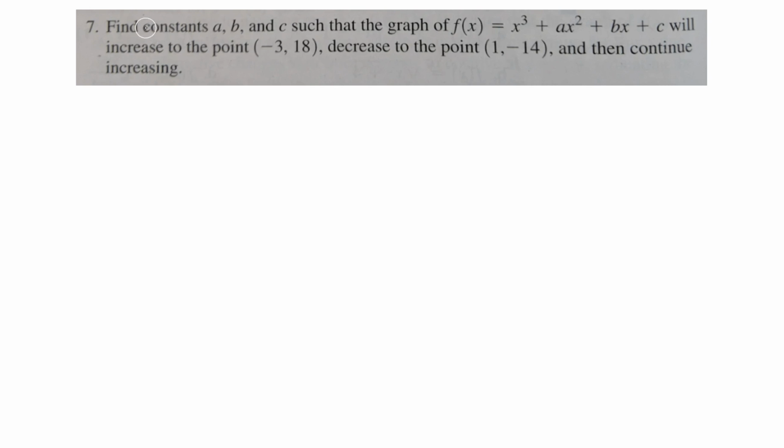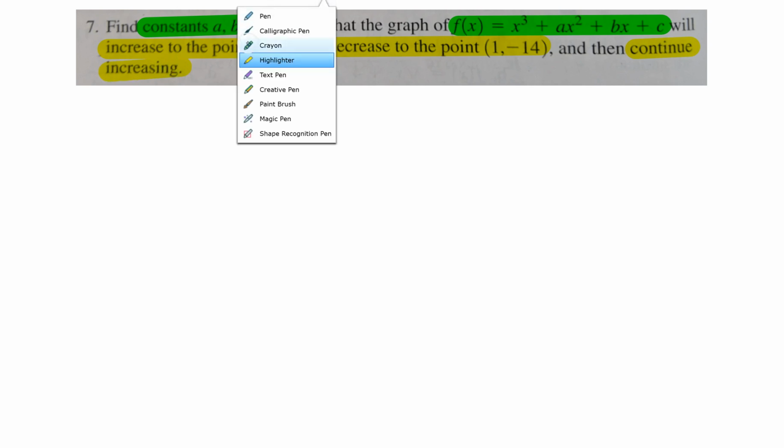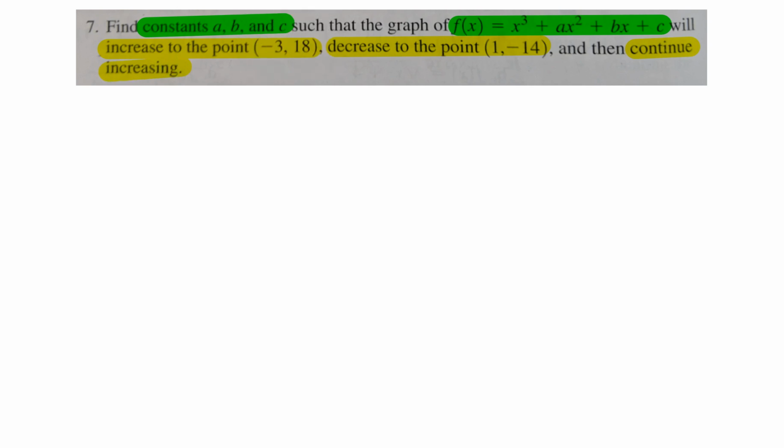So here they want us to determine the constants a, b, and c of this graph right here. And the information that they give us is that the graph will increase to the point negative 3, 18, decrease to the point 1, negative 14, and then continue increasing. So what does that mean? Let's get a visual of this.